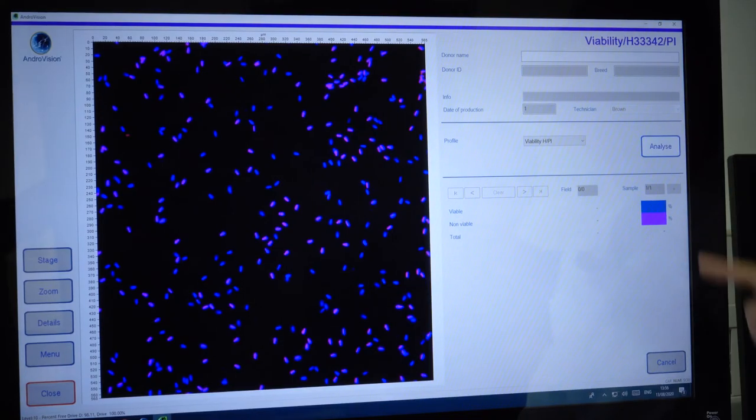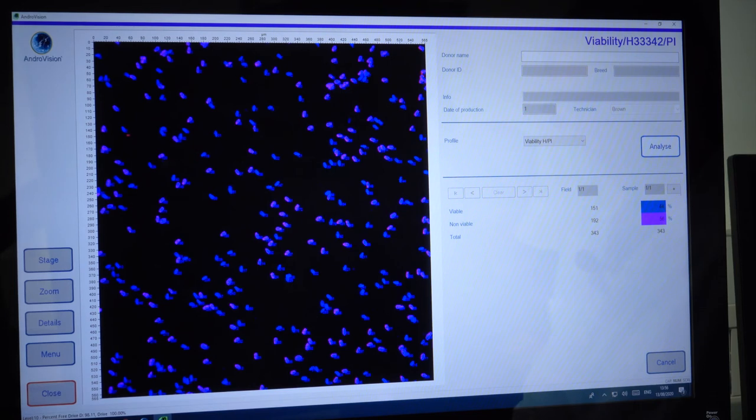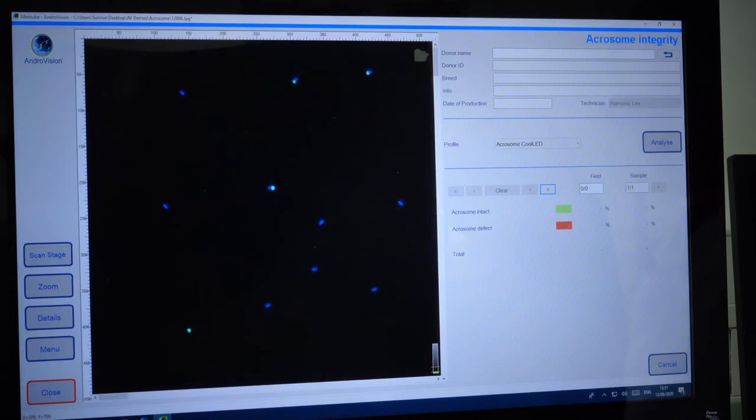The analysis of the membrane integrity is important as a defect in the plasma membrane can easily lead to the death of the sperm. As the acrosome reaction is a key step for a successful insemination, the assessment of the acrosome integrity is crucial to examine the fertilization capability of the sperm cell.